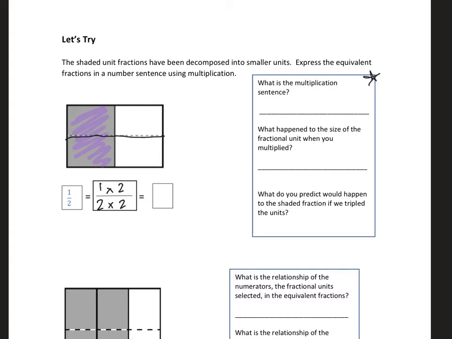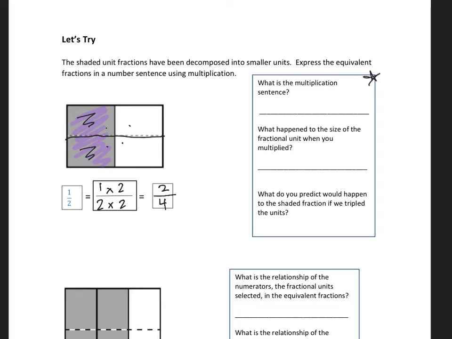So how many pieces do I have shaded in now? I have 2 pieces. 1 times 2 is 2. And how many pieces do I have altogether? I have 1, 2, 3, 4. 2 times 2 is 4. So 1/2 is equal to 2/4.